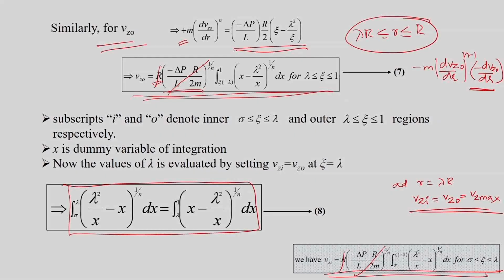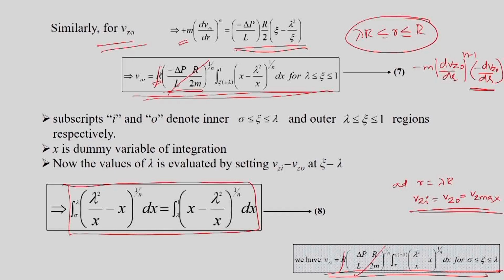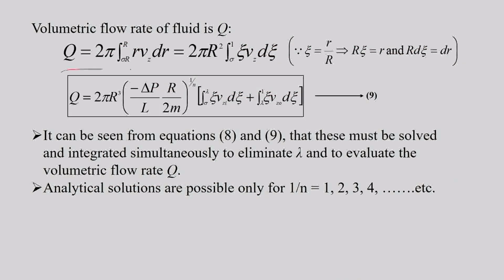Whatever velocity profile Vzo we get, that velocity profile must obey this condition number 8. Then only we can say that the velocity profile is correct. Now, the volumetric flow rate is Q equals 2 pi integral r Vz dr. We can write it in terms of zeta, where small r by capital R equals zeta. So small r equals R zeta, and dr equals R d zeta.